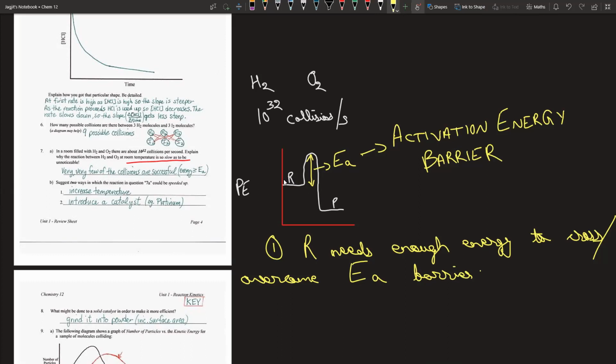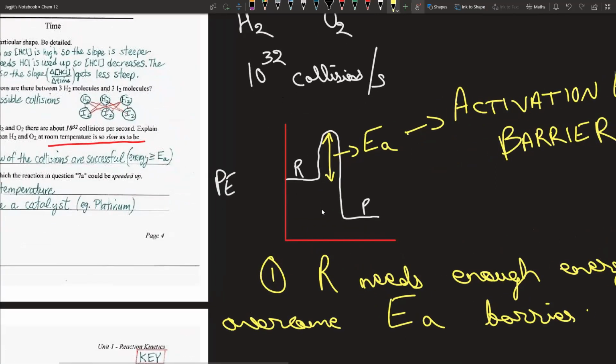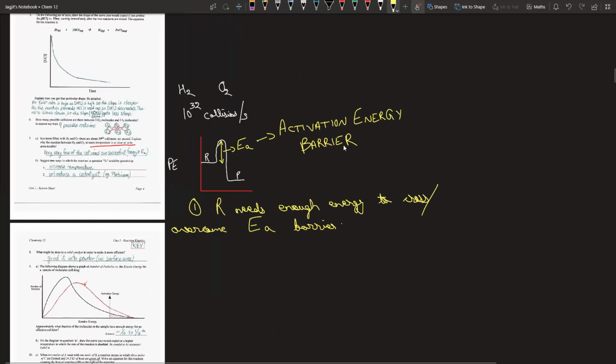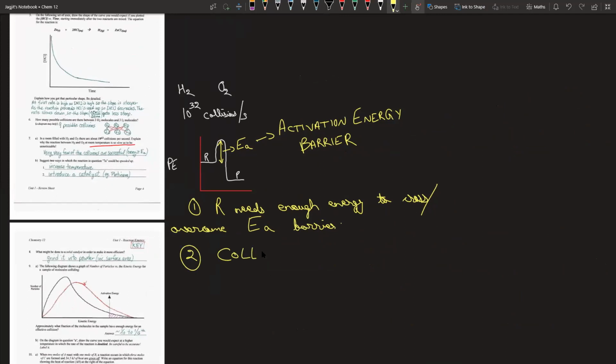The best way to think about it is, think of your reactants as skateboarders. There's a hill. These skateboarders want to go past this hill. They need enough energy to go past this. If they don't, they're never going to make it through. So if you want the reactants to successfully turn into products, they need to have enough energy to overcome this activation energy barrier. That's condition number one. On top of that, there's another condition which is called collision geometry.